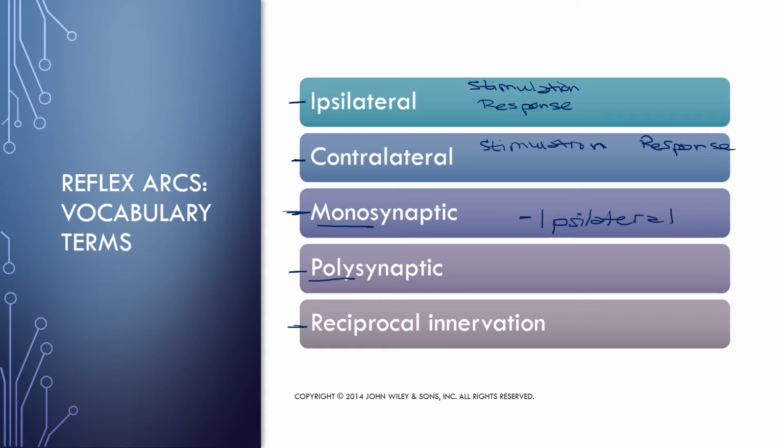Next, reciprocal innervation. This is an arrangement where the components of a neural circuit will simultaneously cause contraction of one muscle and relaxation of its antagonists. We see reciprocal innervation, for example, when you walk and you extend your leg forward. You're going to have contraction of your quadriceps muscles and relaxation of your hamstring muscles in order to allow your foot to extend.